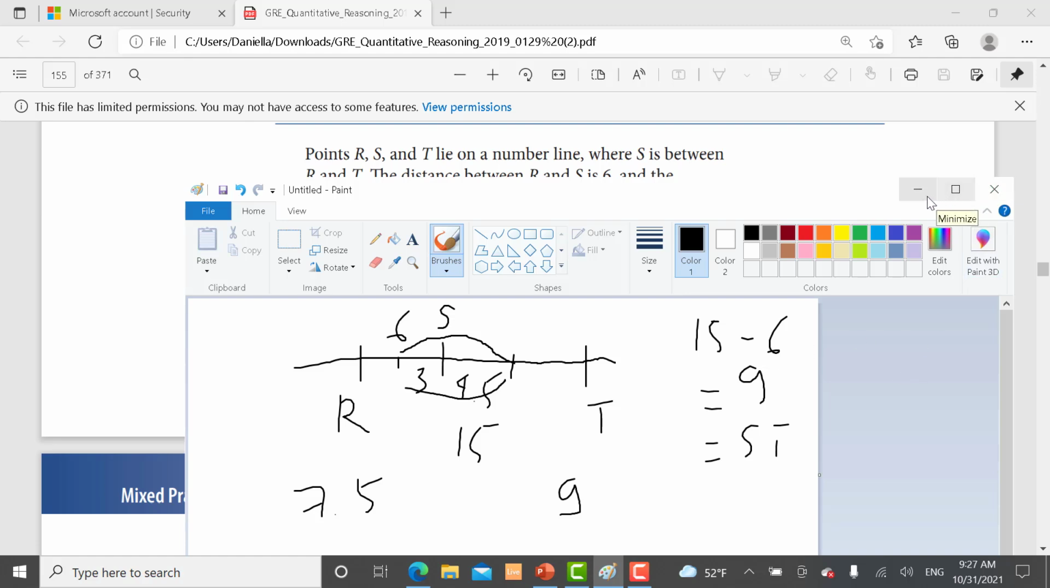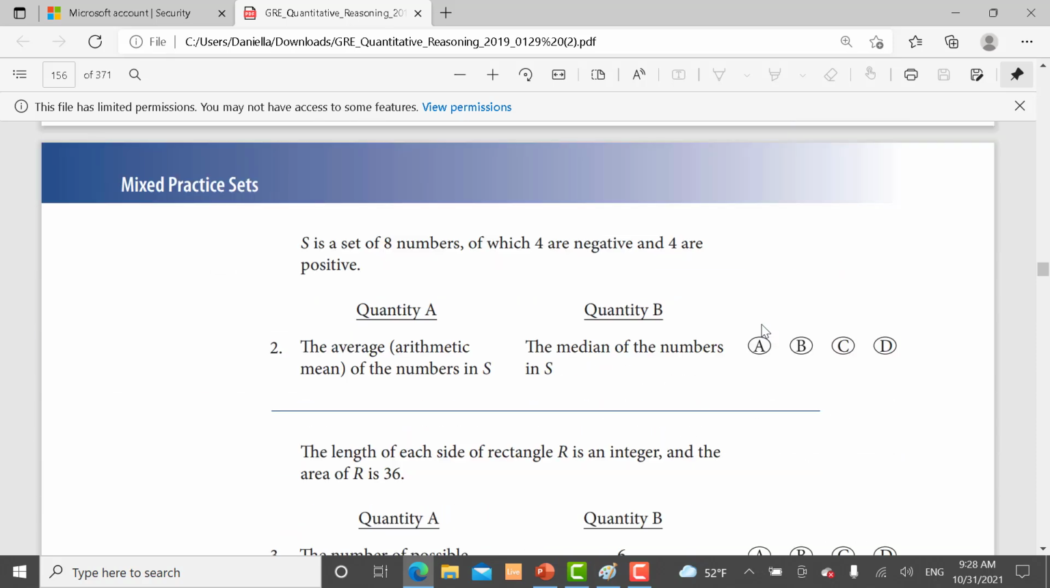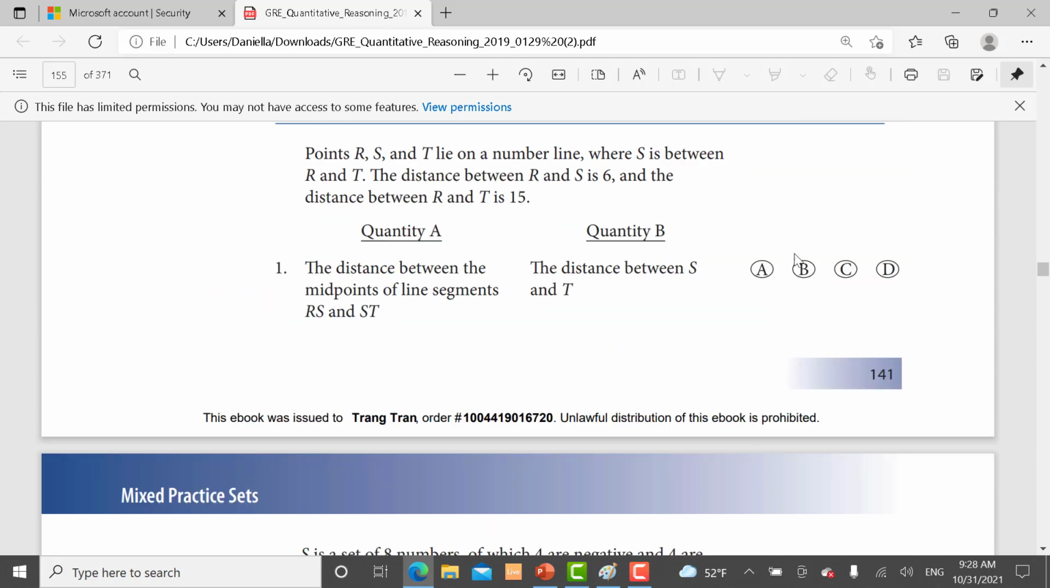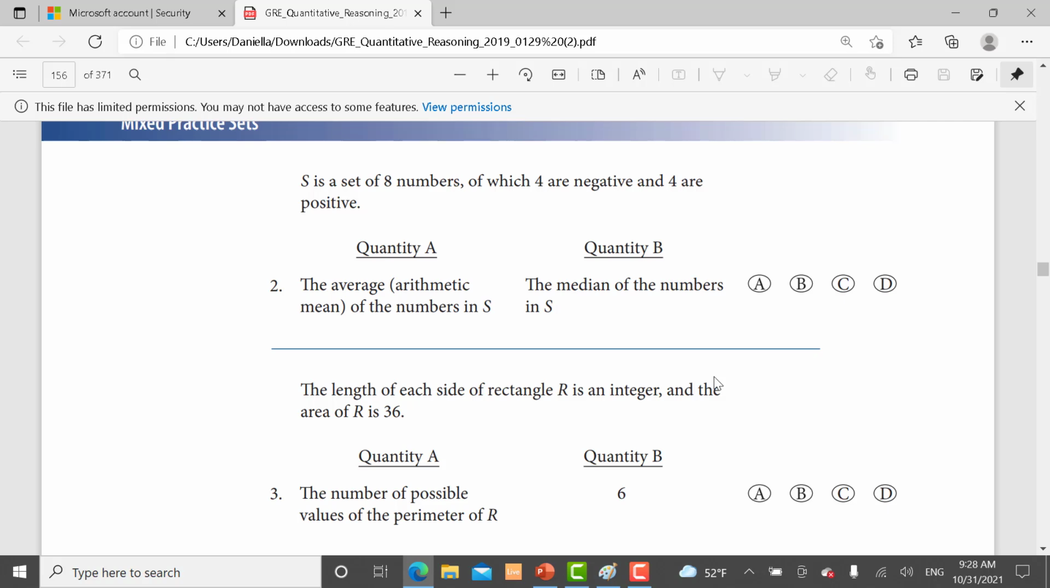So you see that quantity B is 9 and quantity A is 7.5, leading to quantity B is greater. Yeah, quantity B is greater. So for this one, I'm going to go by B. See that? 1B.